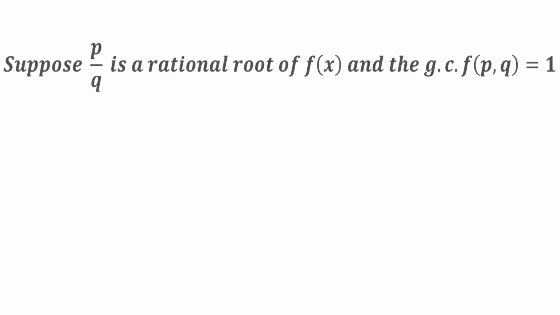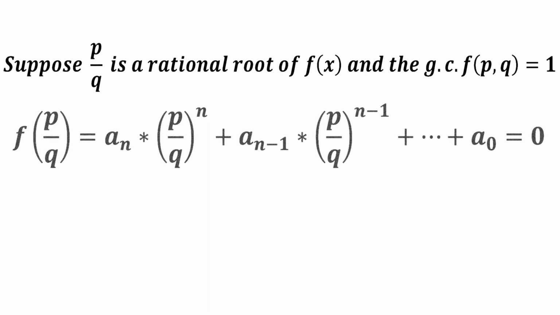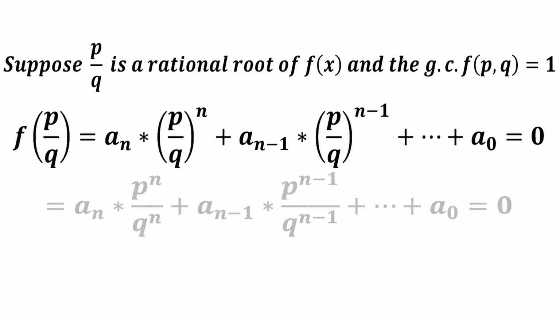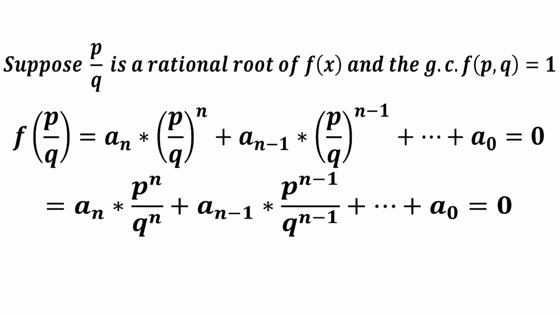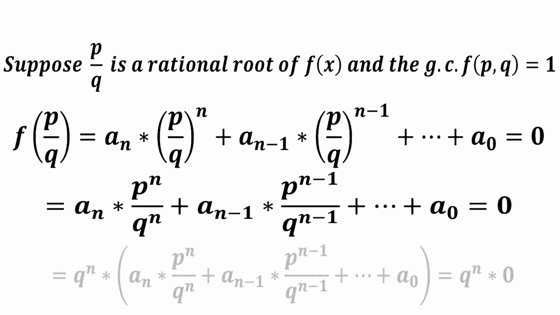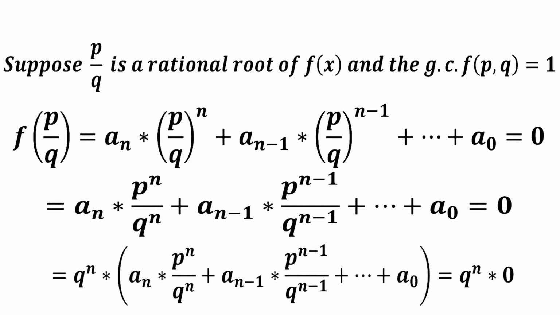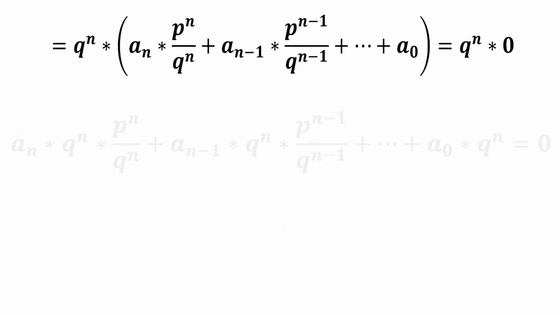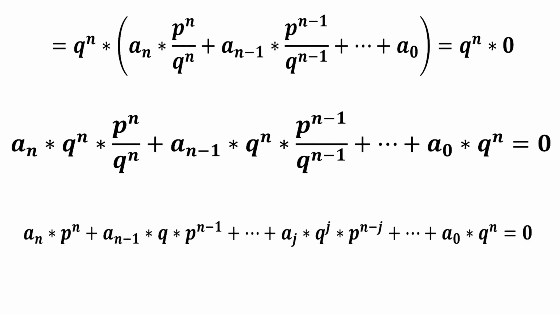Suppose p over q is a rational root of f with the greatest common factor of p and q equaling 1. Since p over q is a rational root of f, we can plug p over q into f and get the following. Now we can move the exponents in. Now we can clear the denominators by multiplying both sides by q to the n. Simplifying down, we get this long expression of a n's, p to the n's, and q to the n's.